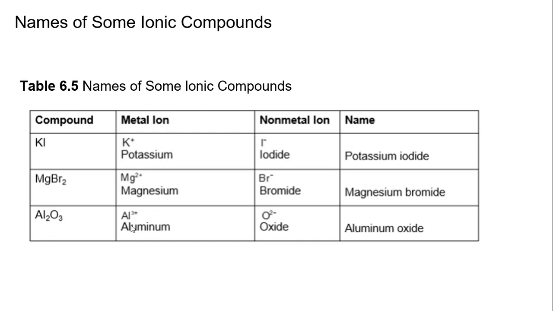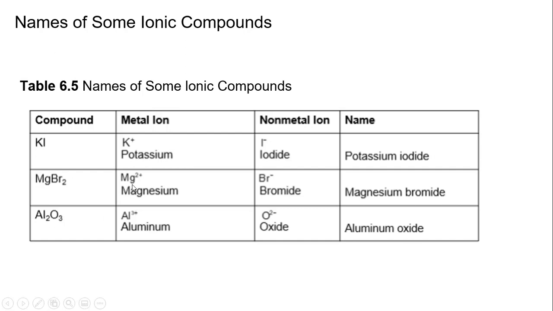Here are some names for some compounds. So we have KI, this is potassium iodide. We have magnesium bromide, magnesium 2 plus, bromide 1 minus, magnesium bromide. And then we have here, it may look like it's difficult, but it really is not, because again, this does not have any impact on the name. The name is aluminum oxide.